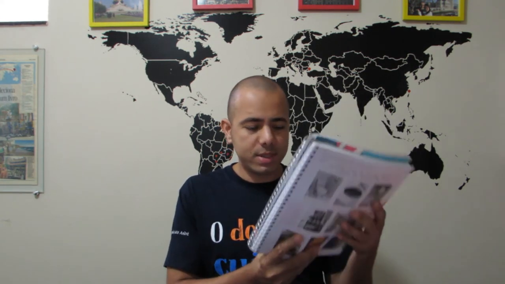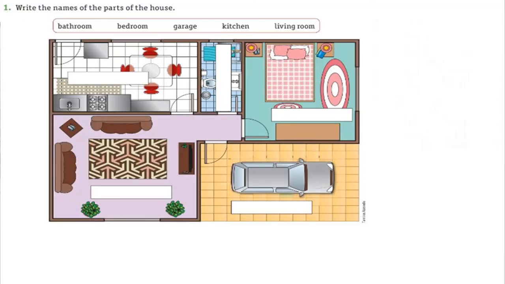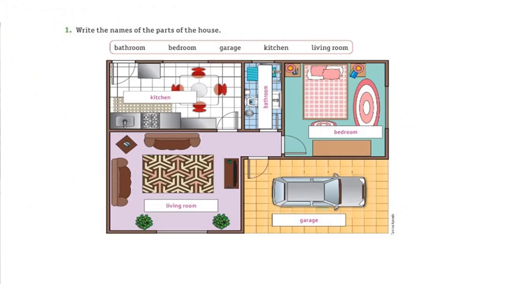So right here, you're gonna have specific vocabulary. We start talking about the vocabulary from the house, okay? So vocabulary from the house. We start with the parts of the house. Right here, you have bathroom, bedroom, garage, kitchen, and living room. So once again, you can pause the video to solve that exercise, which is very easy for everybody. And right away, you're gonna have here the kitchen, the bathroom, the bedroom, the living room, and the garage.